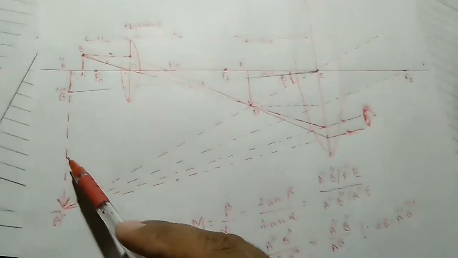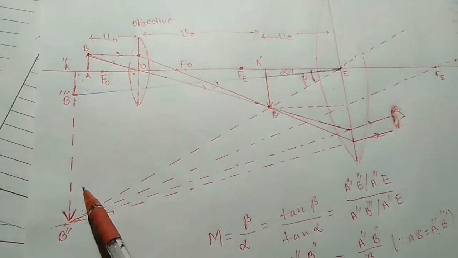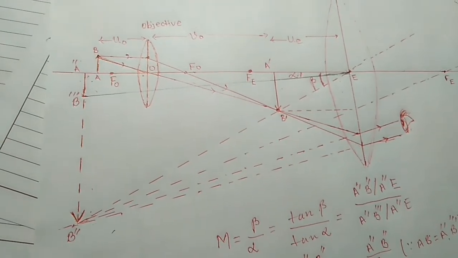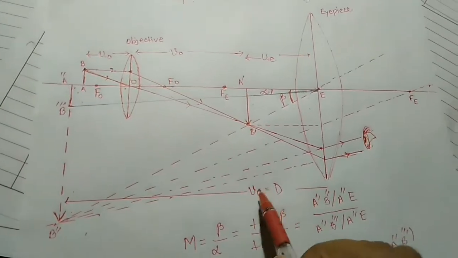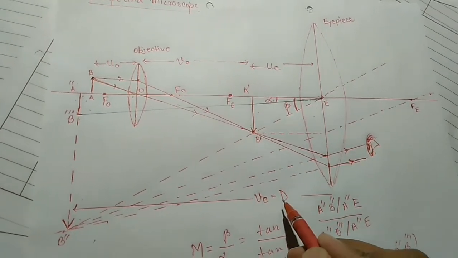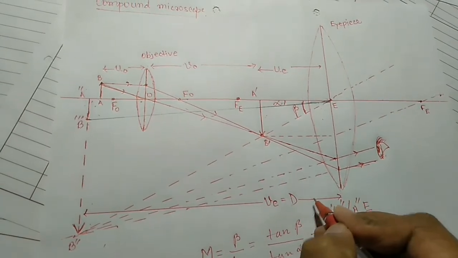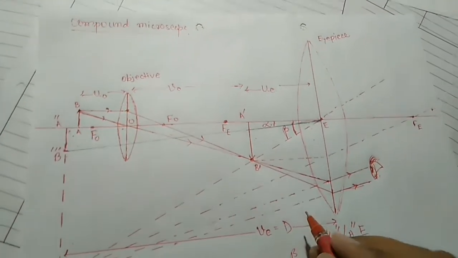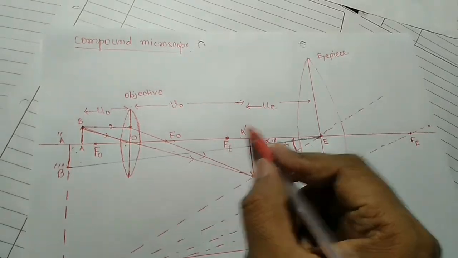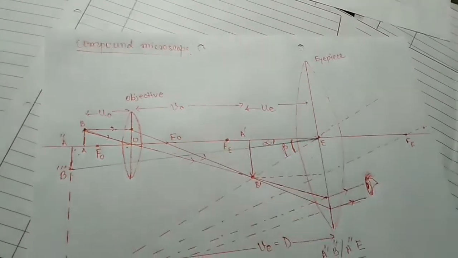I always say that wherever the image is found, that will be the least distance of distinct vision. So I'm writing here. See here, this is the image distance for this lens. So VE, and which will be known as least distance of distinct vision. So it is symbolized by D also. And now this will be focal length of the eyepiece and this will be focal length of objective. If we need, we will draw this. Now back to the M again.